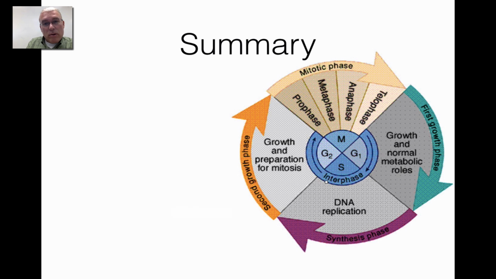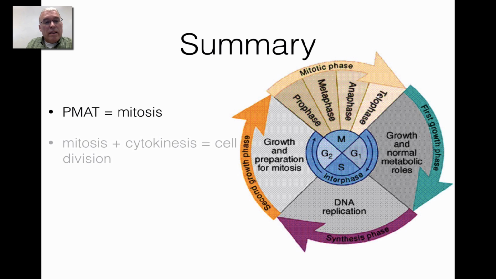Now, if we go back to our cell cycle, what we were just talking about, prophase, metaphase, anaphase, and telophase, make up the phases of mitosis. This particular diagram leaves out cytokinesis, but cytokinesis would be right here at the end. So PMAT are the stages of mitosis. If we add cytokinesis to the mix here, we get the entire cell division process, which happens from about 11 o'clock to about 1 o'clock on this diagram.